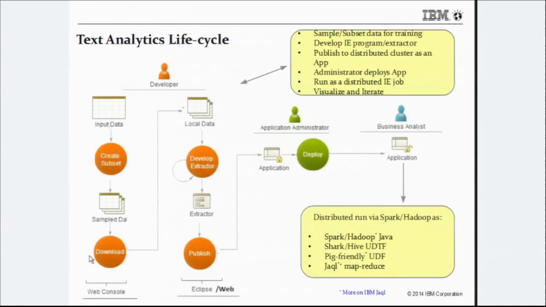So this is kind of just summarizing the steps we just talked about. Sample your data, develop your extractors, publish it as an application. Once you deploy the application, then you can run it as a distributed job, and you can visualize and iterate.